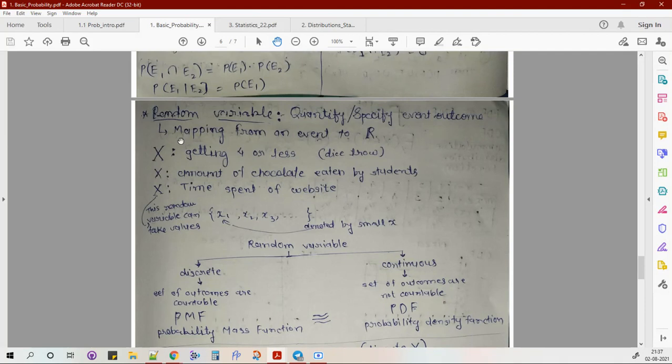I can say let x equal getting 4 or less, where obviously the experiment is a dice throw, right? Or x can be the amount of chocolate eaten by students, right? If there is a survey on the correlation between the amount of chocolate eaten by students and the marks they got, like that. And this survey was done for the amount of chocolate per capita eaten versus the number of Nobel Prizes, average Nobel Prizes won by a country. There we discussed the difference between correlation and causation, right? Or x can be the time spent on a website.